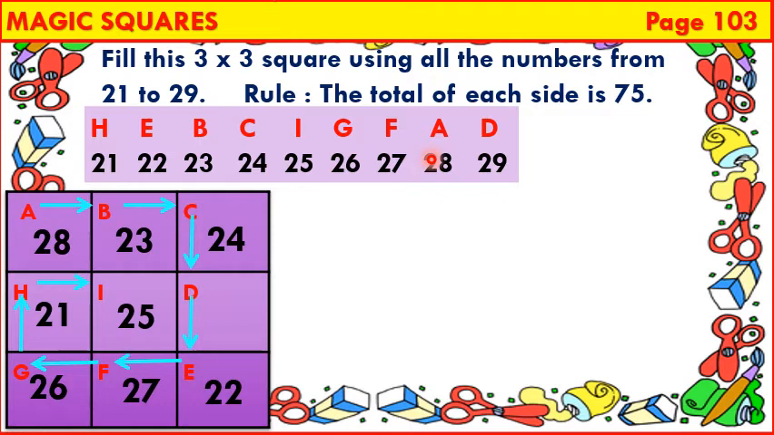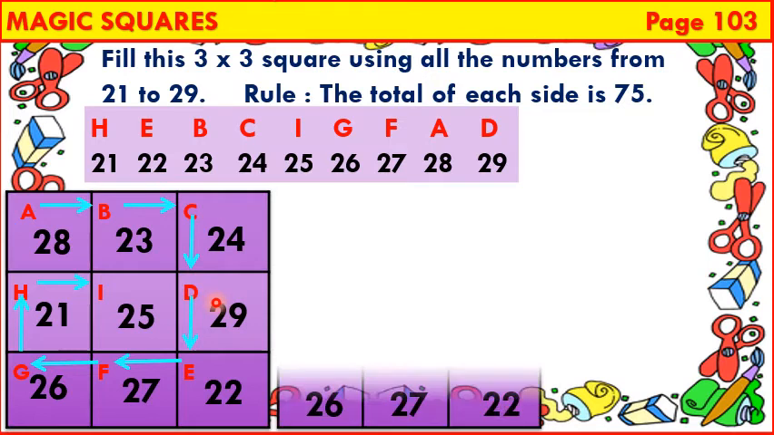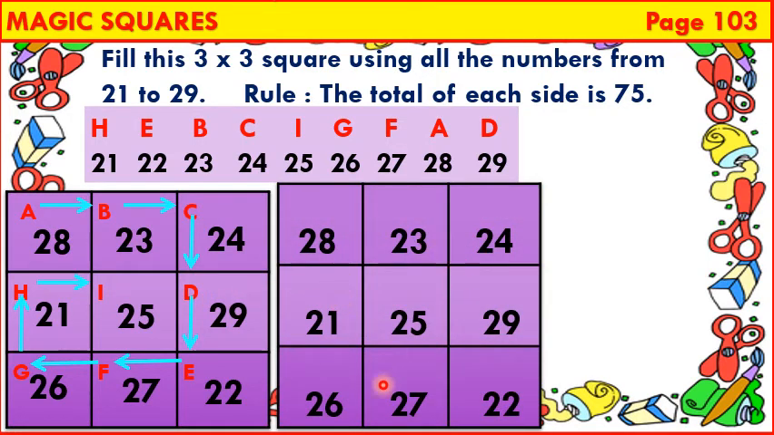Below A, 28 is written. So write this 28 below A in this magic square. And finally, below D, 29 is written. Last number. So write this number 29 below D in this magic square. So now our filling of the magic square is over and it will look like this.